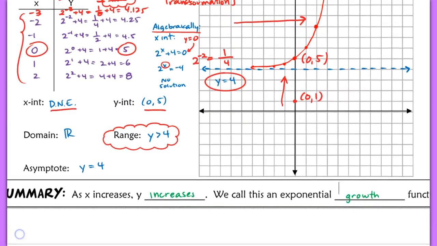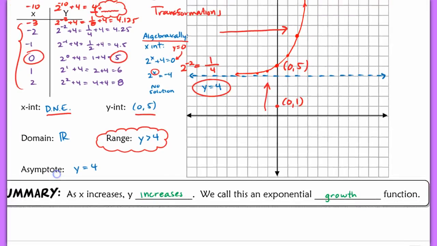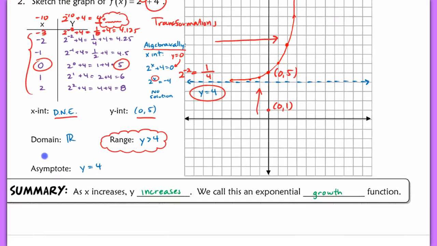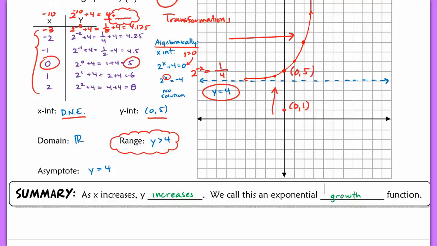Okay, so I also have already written in here, since it's the key, the summary of these two graphs. In the blanks here, it says, as x increases, y also increases. We call this an exponential growth function. And I want to talk about what that means by increasing and what happens with the y.